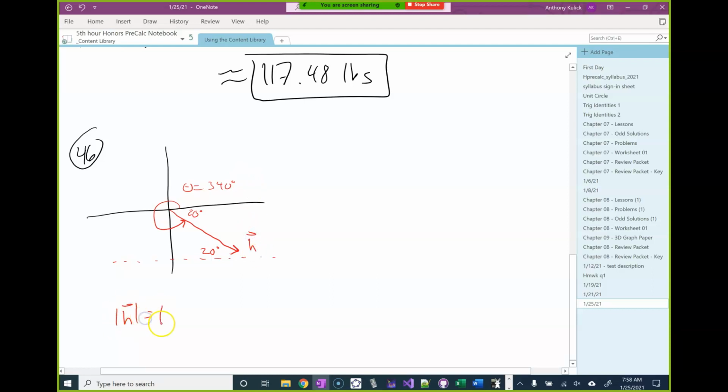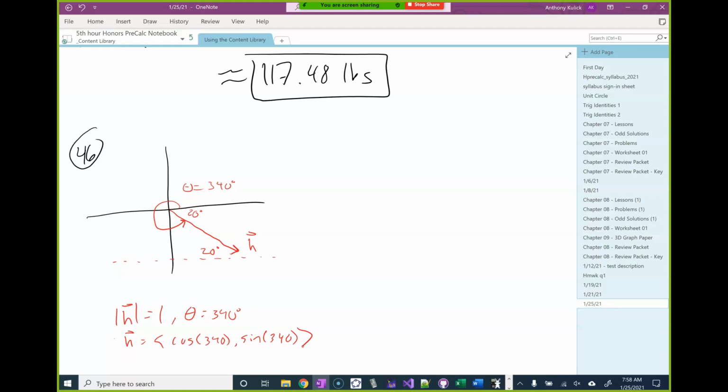Since we're not told anything about the length of H, I'm just going to assume that it's 1. Angle is 340, so that's just going to be cosine 340, sine 340. Notice that I drew the hill going down because we're sledding down the hill. That's why it's in the fourth quadrant rather than the first quadrant.